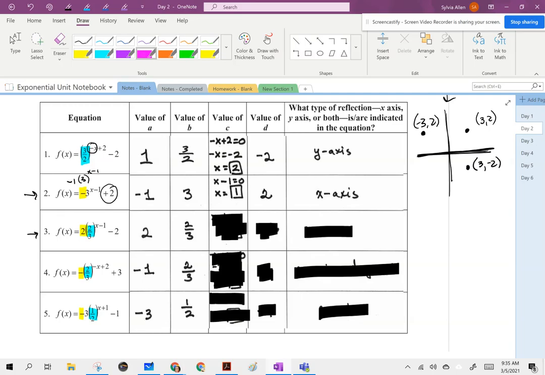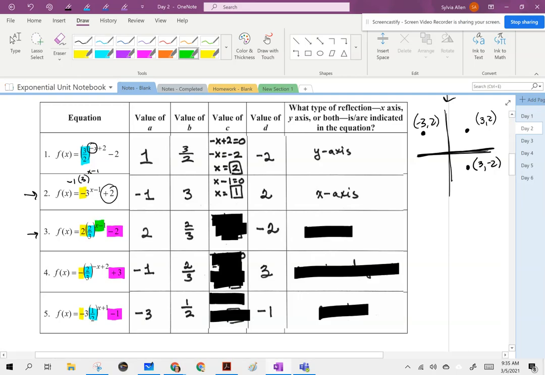Let me go ahead and do a lighter one. Let's do the next easiest one, which is D. Okay, that should be a positive 3. There, positive 3, and then a -1. All right, now let's take a look, and let's, again, try to find the C value.